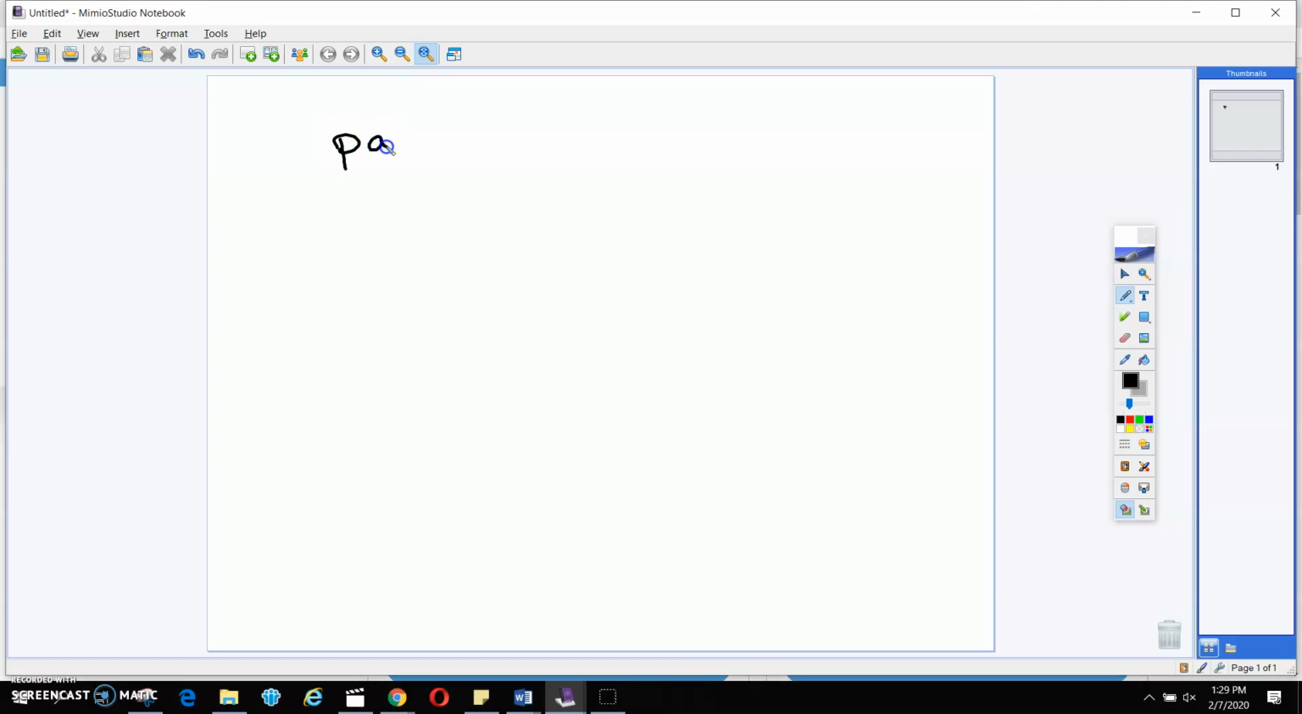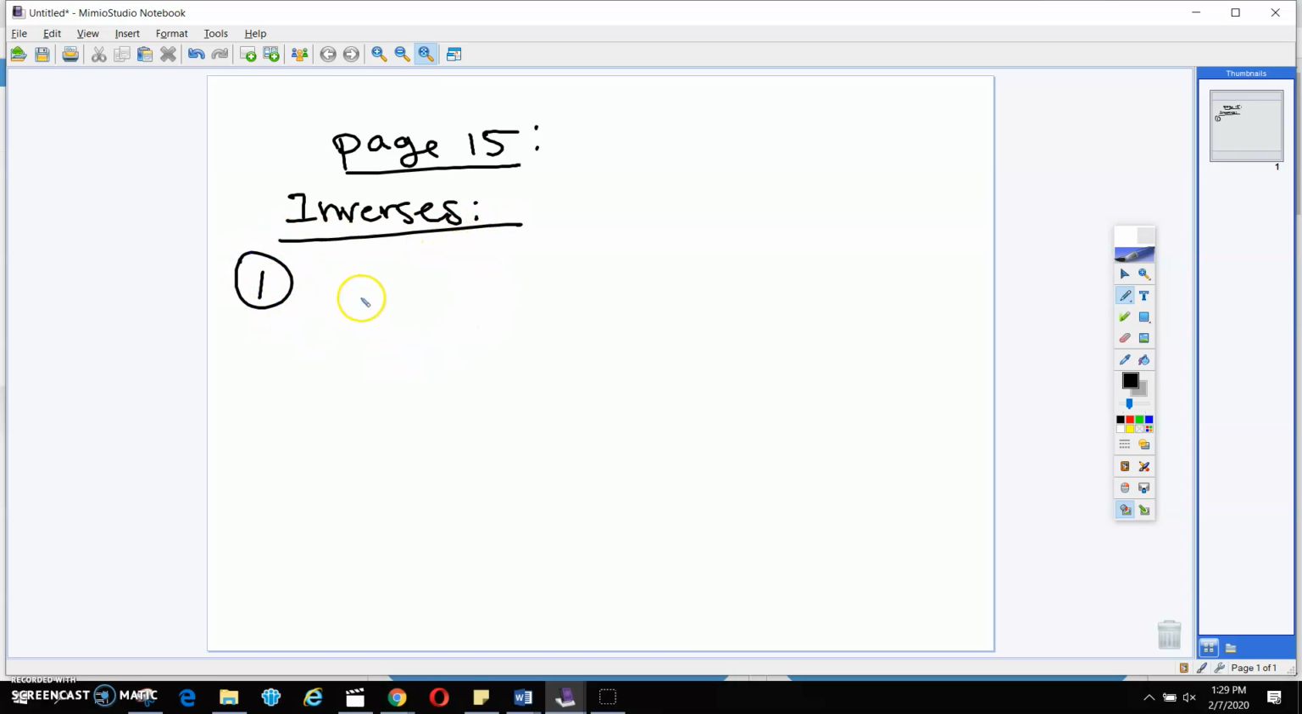All right, so we're on page 15, okay? So we're going to talk about inverses. Inverses is where you're going to switch your x and your y. So on number 1, what's the problem?